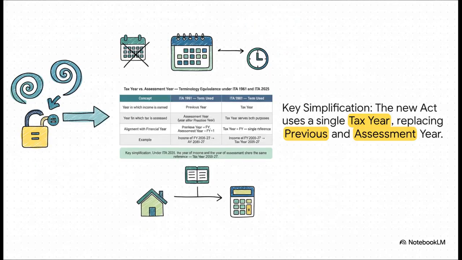And speaking of changes, here is a fantastic simplification in the new act. Remember the whole previous year versus assessment year confusion? Well, it's gone. Now we have one single clean term, tax year. So the income of a financial year is assessed for that same tax year. It just makes everything, from records to communication, so much simpler.